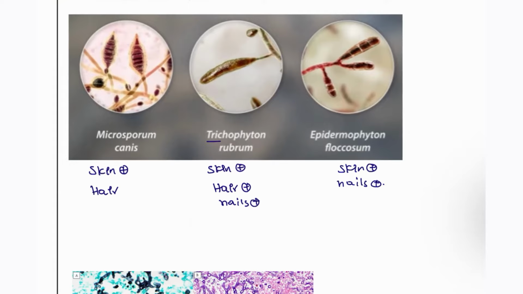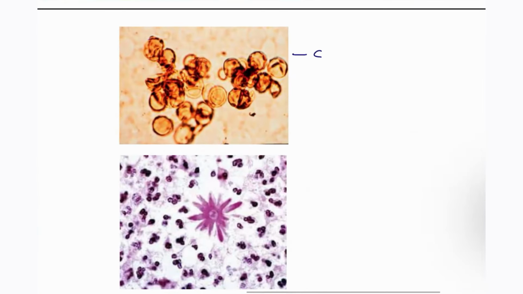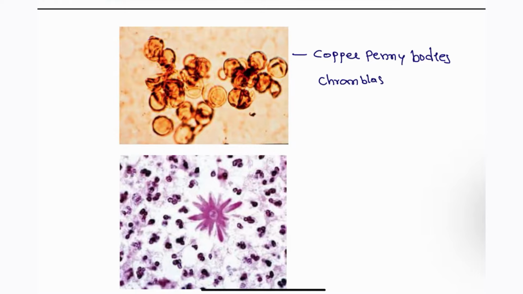Coming to the structure, the microsporum is going to look like a spindle shape, trichophyton will look like a pencil shape, and epidermophyton looks like a club shaped pattern. Next, another picture. Here you can see these are copper penny bodies, which will be seen in which type of disease or organism, guys? This is seen in chromoblastomycosis. You are going to see this one.